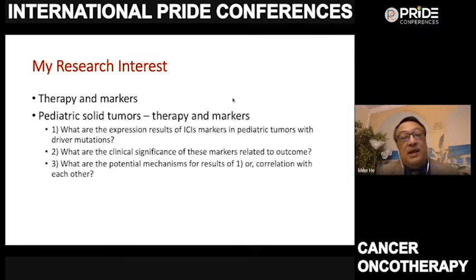Since my study was a retrospective study, I cannot directly test their correlation with the response to checkpoint inhibitor therapy. So I'd like to know the clinical significance of these markers correlated to outcomes, like survival. And the third question will be the potential mechanism for these markers and their correlation with each other. Next slide, please.